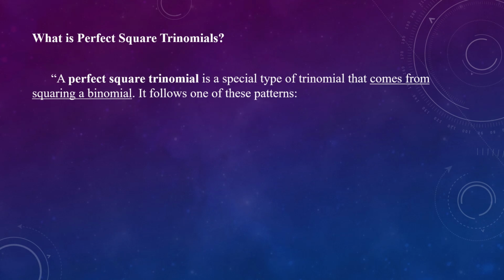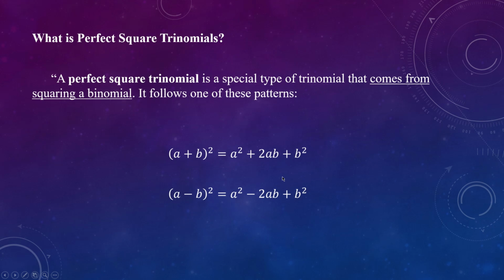A perfect square trinomial is a special type of trinomial that comes from squaring a binomial. It follows one of these patterns. The square of a plus b is equal to a squared plus 2ab plus b squared, and the square of a minus b is equal to a squared minus 2ab plus b squared. So this trinomial is a perfect square since it comes from squaring a binomial.